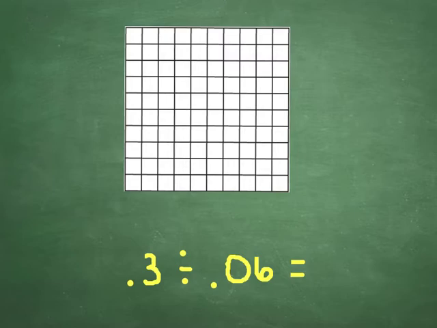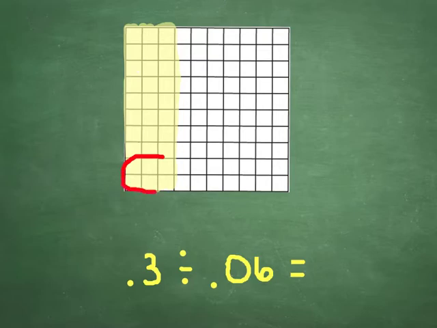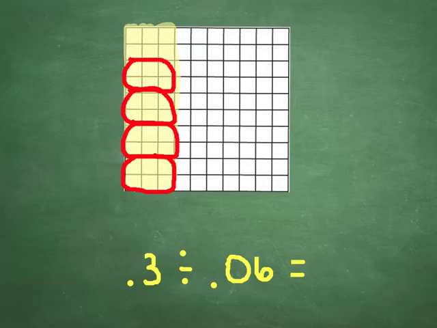So I'm going to shade in 3/10. I'm going to ask myself, how many 6/100 can I get out of 3/10? And so now I'm going to divide them up into 6/100. So I'm going to circle groups of 6/100. So here's 6, here's 6, here's 6, here's 6, and here's 6.